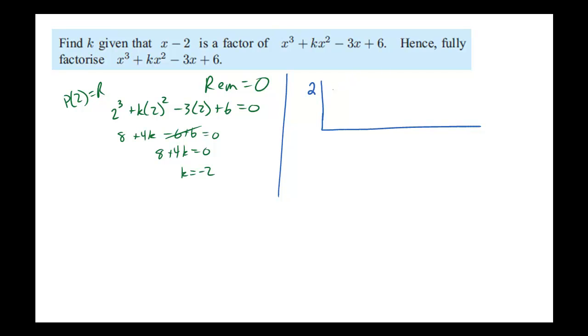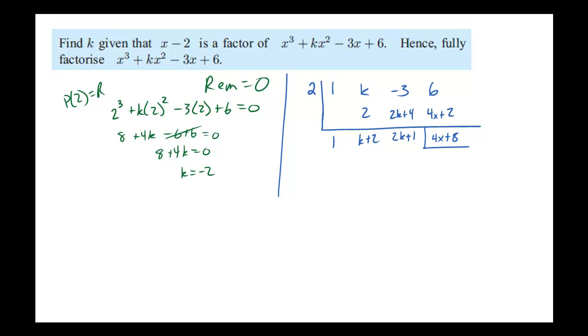So I put the coefficients. Coefficient of x cubed is 1. Coefficient of x squared is k. Coefficient of x is negative 3. And the last one is the 6. And so I bring the 1 down. 2 times 1 is 2. k plus 2 is, of course, just k plus 2. 2 times k plus 2 would be 2k plus 4. Then I subtract the 3, giving me 2k plus 1. 2 times 2k plus 1 is 4k plus 2. And I add those together, and I get 4k plus 8.